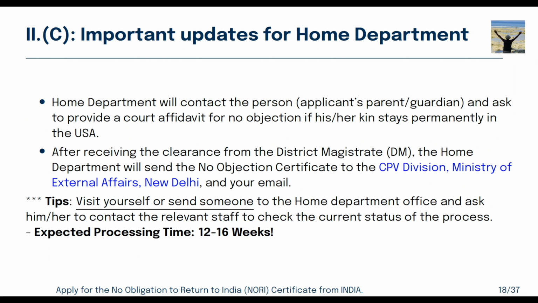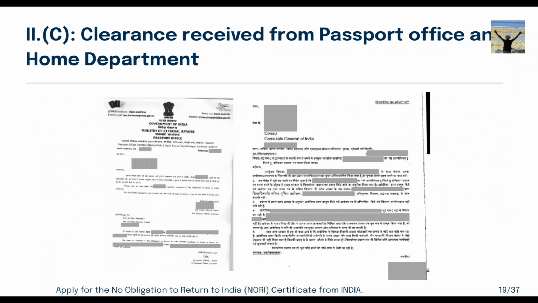So tips: visit yourself or send someone regularly to query, or you just ask some peons or some clerk about the current stage, and they will give you some recent update, because it's a sort of pseudo blind process. You never know at which stage your documents are, right? So I recommend you visit regularly and contact the person there in the DM office. This is the kind of clearance you will receive from the passport office as well as the home department, right? So this is the clearance we had received.